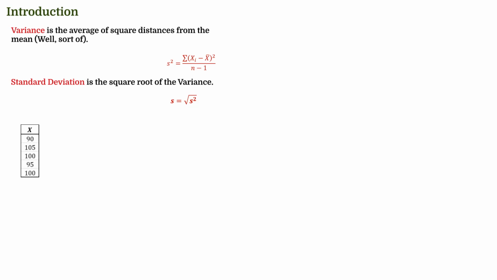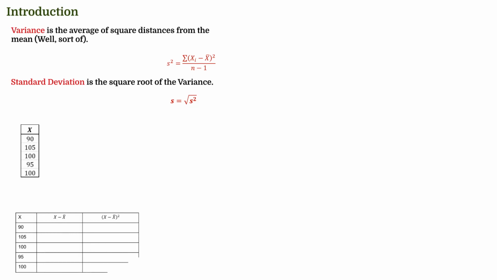Here's an example. We have 5 observations of variable x. To calculate the variance, we find the deviation from x bar for every value. First value is 90 and x bar is 99. So I subtract 99 from every one of those observations. The first is 90 minus 99, which is minus 9. Second, 105 minus 99, which is 6, so on to the end.